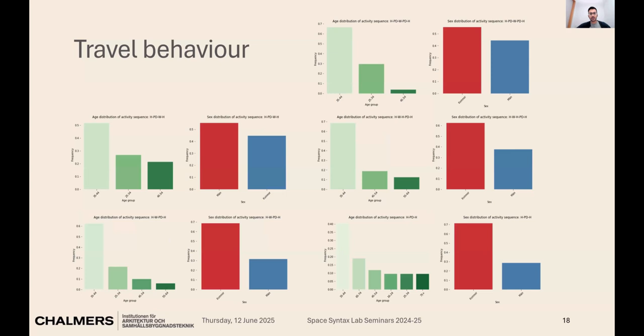You also have an insight of the demographic cross-sections into these activities. So you can see by demographic groups how this travel behavior changes as you change the destination or the time of day. You can start observing patterns in the travel behavior.